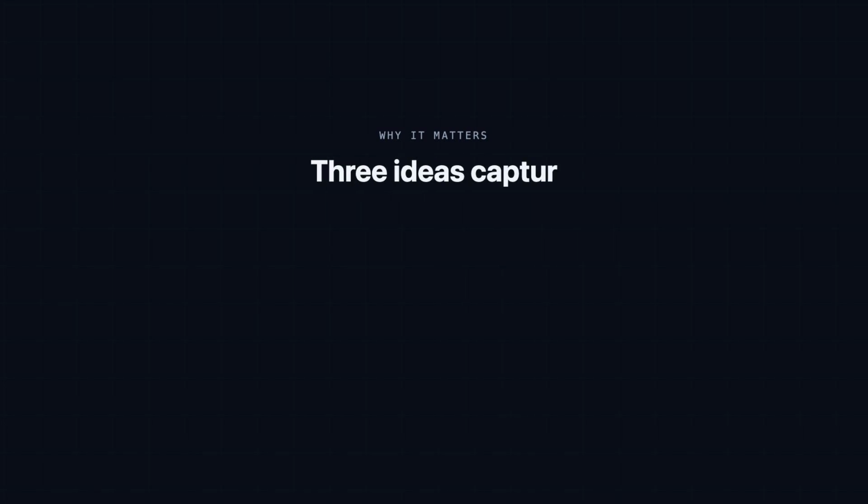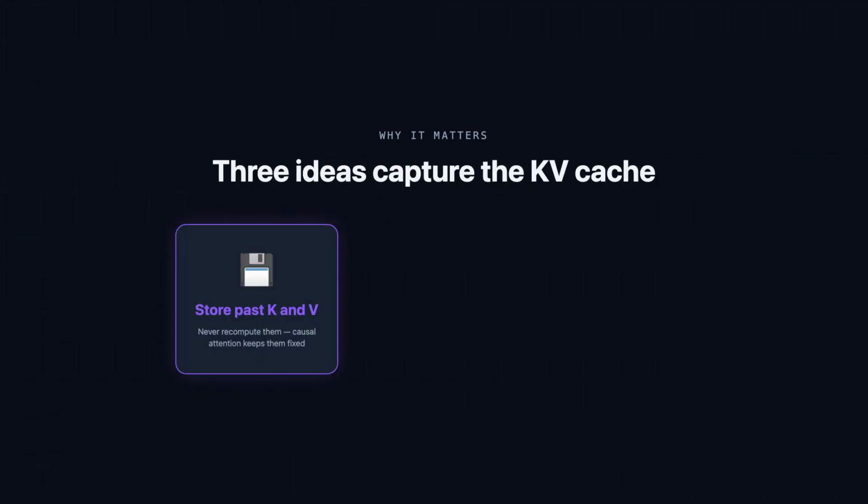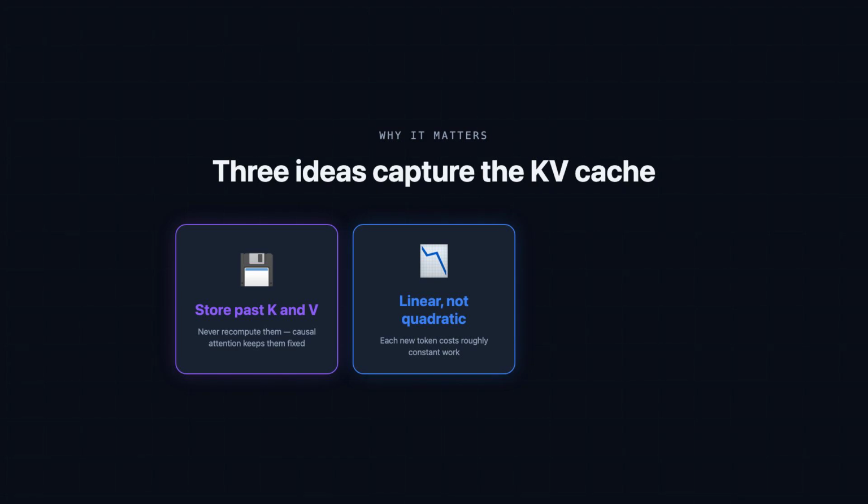Strip it down and three ideas capture the KV cache. It stores past keys and values so they're never recomputed. Because causal attention means earlier tokens don't depend on later ones, their vectors are fixed the moment they're made, and can simply be remembered instead of rebuilt. It makes decoding linear instead of quadratic. Each new token computes a single query and reuses the cache, so generating a long response costs roughly constant work per step rather than ballooning with the length of the text. That steady cost per token is what keeps long generations practical.